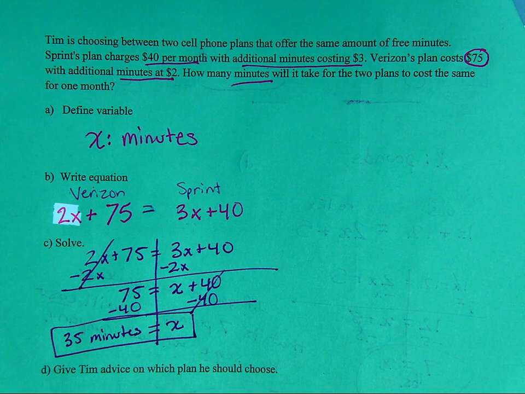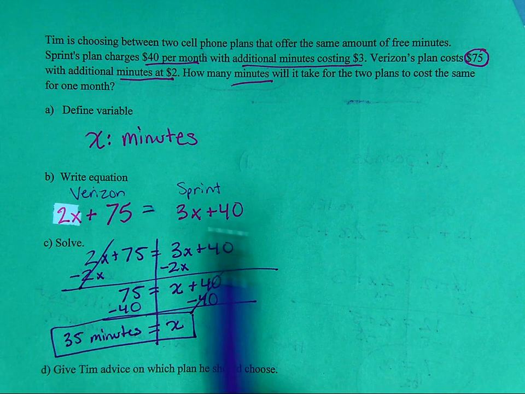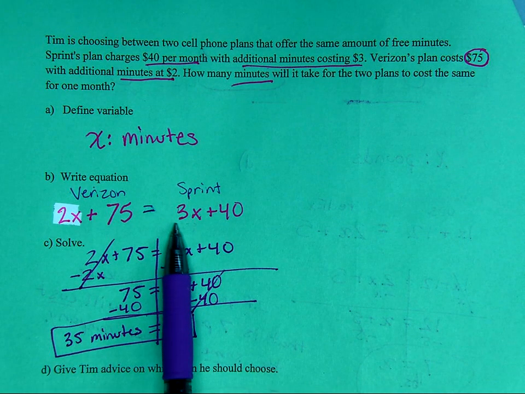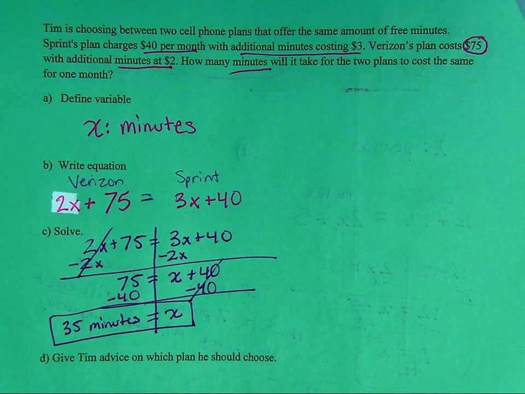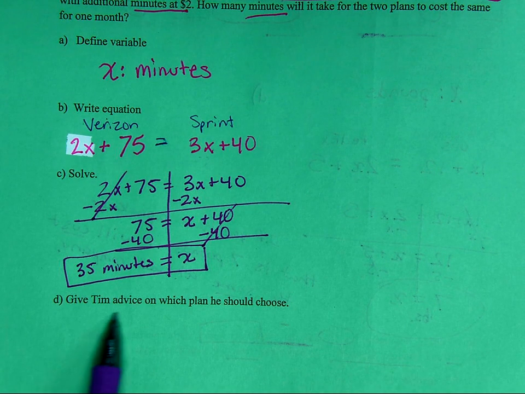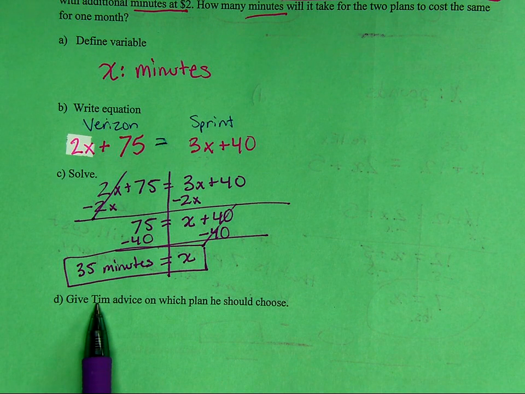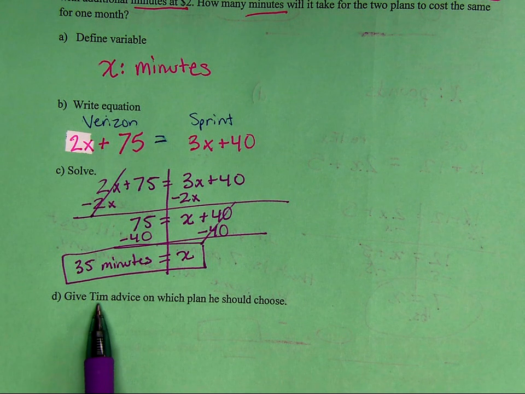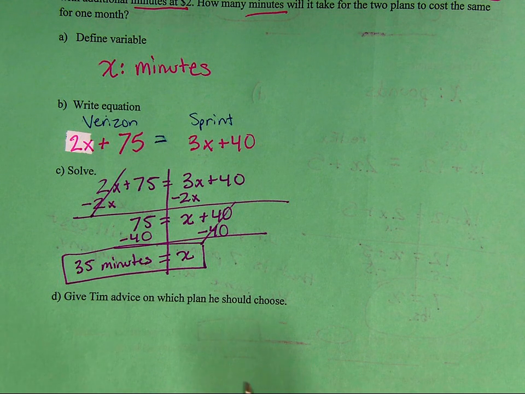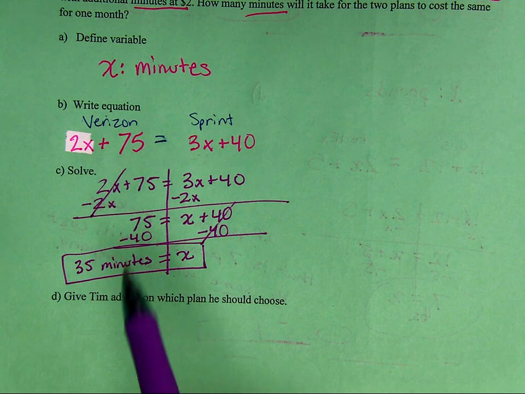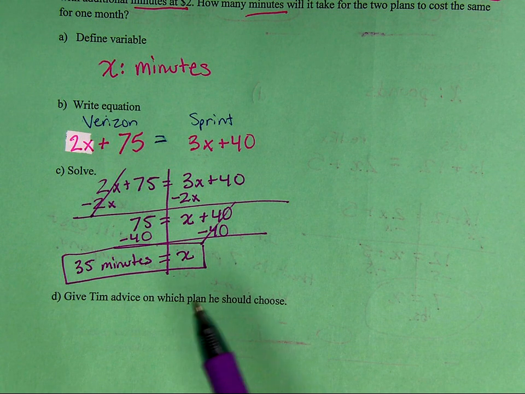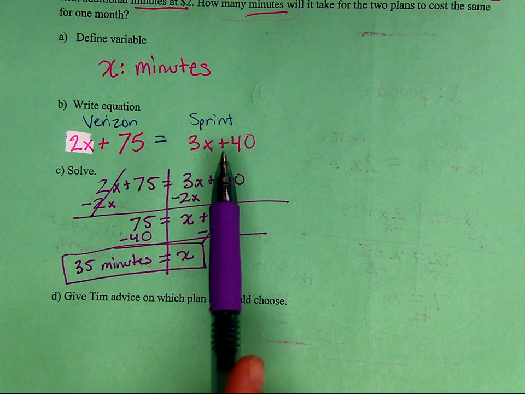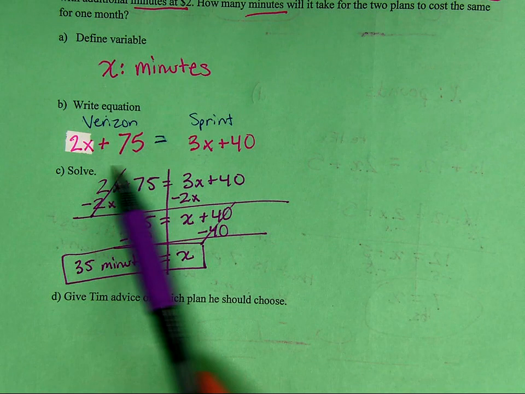So for 1 month, if Tim uses 35 minutes, it doesn't matter which plan he chooses because it's going to cost the same. So then I asked you to give Tim some advice here, and this is a thinker problem because we know nothing about Tim. We don't know if Tim is a second grader. We don't know if Tim is a college student. We don't know if Tim is a 90-year-old man. Okay, because every one of those people I just said, whether he's second grader, college, or an old man, we don't know how many minutes that type of person would use.